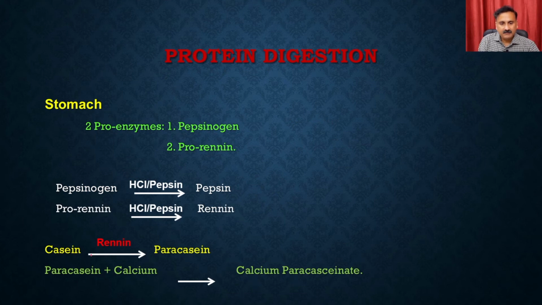So these are the pepsin, right? So pepsin is going to act on the protein, right? So it is going to convert the protein into amino acids, okay?